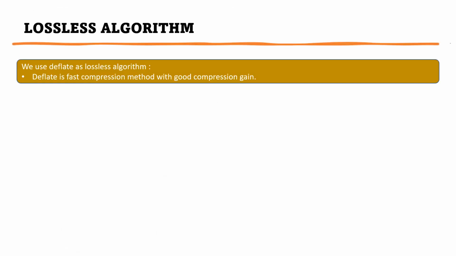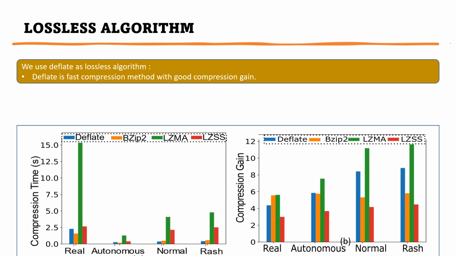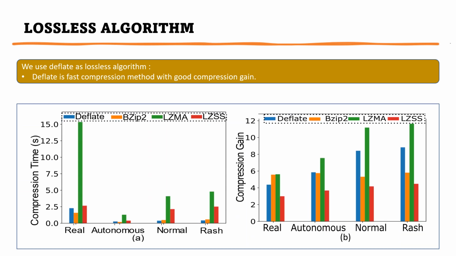We compared different state-of-the-art lossless algorithms in different driving scenarios. From the graph, it is evident that deflate has the highest compression gain with the shortest compression time. Hence, we choose deflate as the lossless compression in our SmrtComp algorithm.